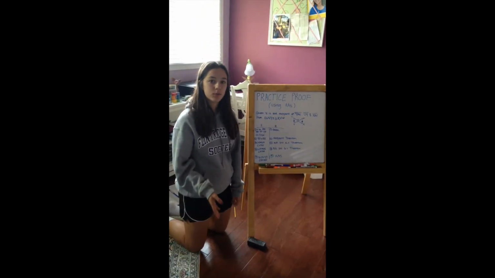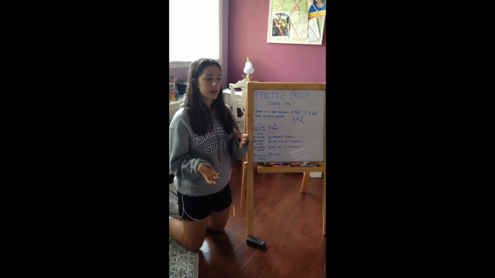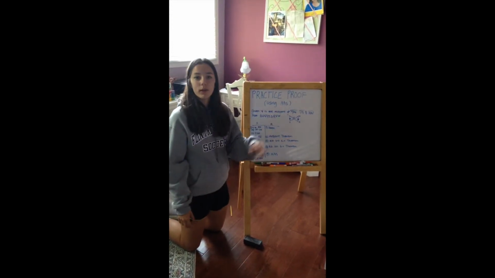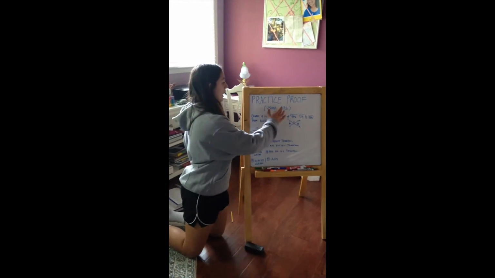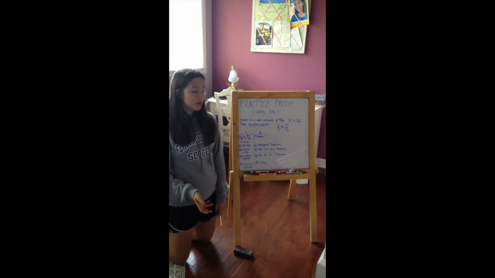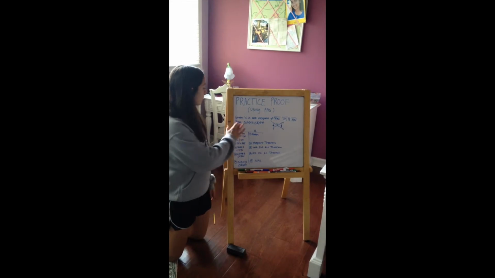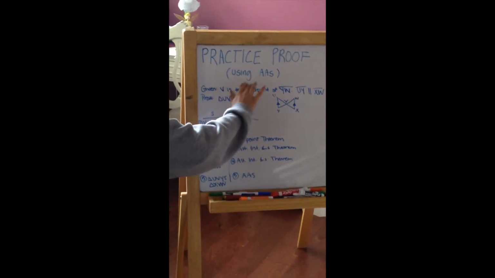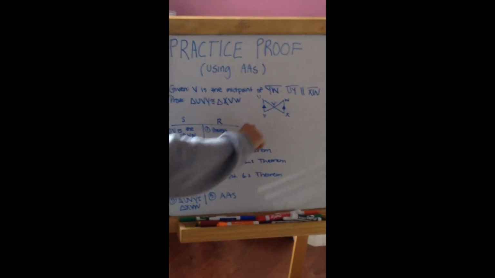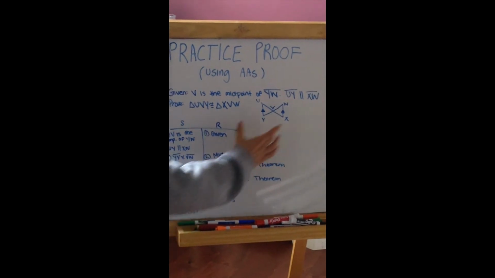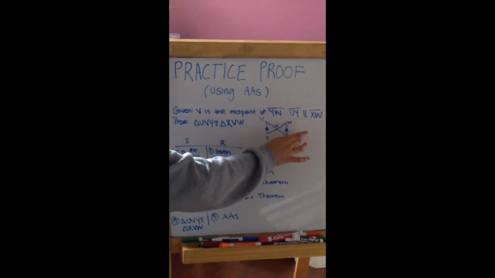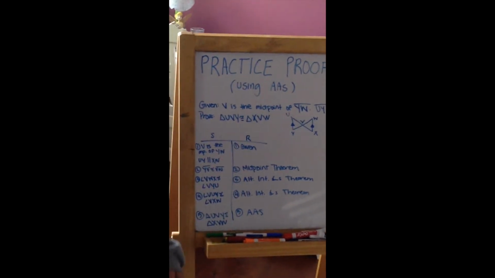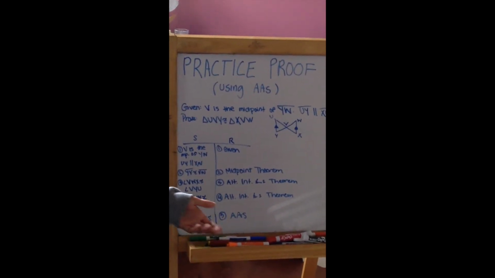I'm going to do a practice proof to just show you in what context we use the different ways of proving that two triangles are congruent. So we're using AAS in this proof, and so let's start. So the given is B is the midpoint of YW, and we know that these two are parallel, so UY is parallel to XW, and what we have to prove is that the two triangles are congruent.